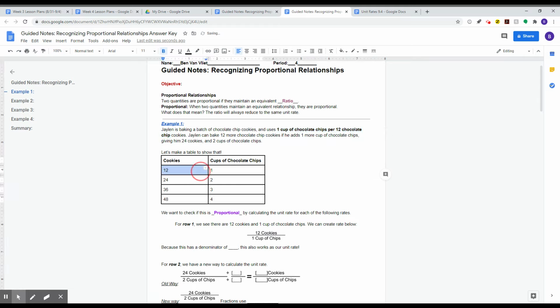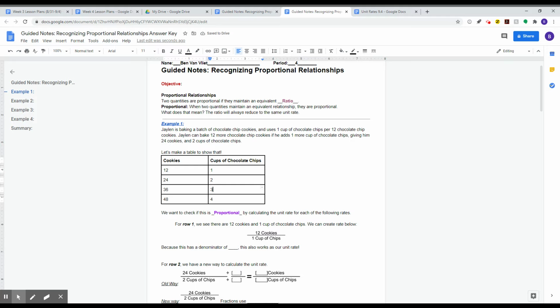So if I bold that, that is the exact same as this, right? This 1 cup of chocolate chips is the same as 12 chocolate chip cookies. Oops, this should have been bolded too, but that's okay. Let me undo that so we're back to normal here.